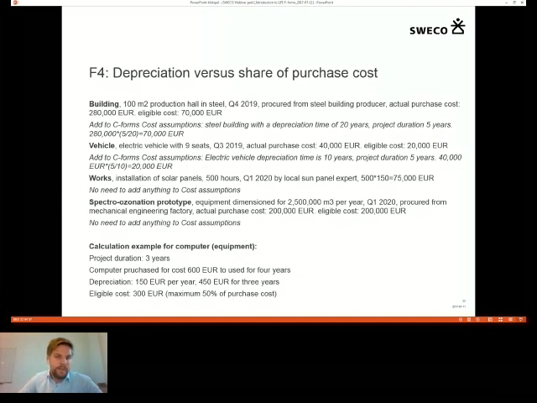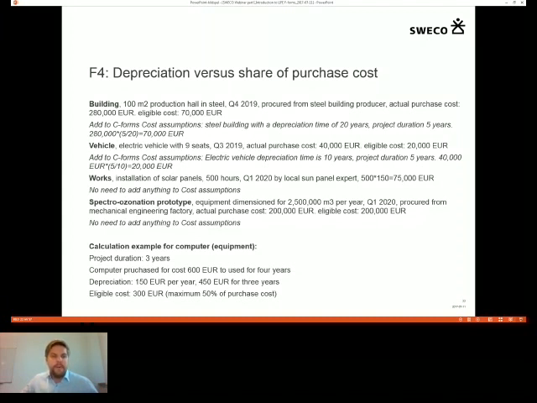And again, we look back to the cost assumptions that we have made. And we see that we have expected that electric vehicle depreciation time is 10 years. The project duration is again 5 years. And then you can see that the depreciation during the 5 years of the project duration will be half of the vehicle's original value, 40,000, and end up on 20,000. This is quite straightforward, I think.